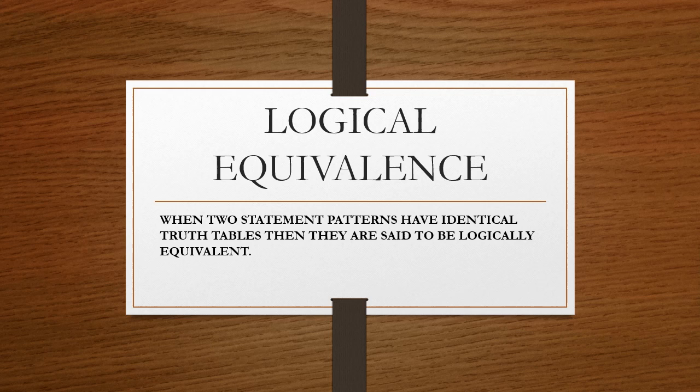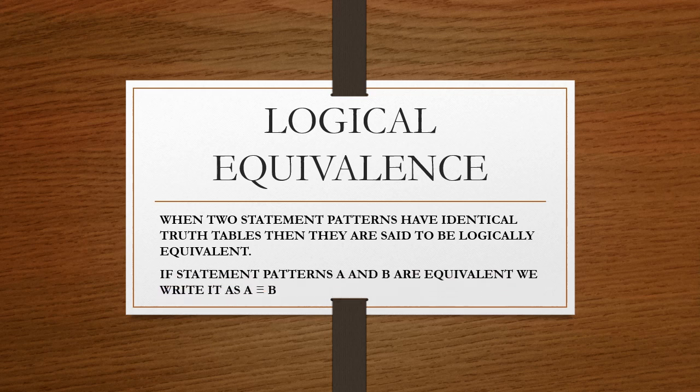Now these things you will understand more when we discuss the examples. For now, just think that if there are two statement patterns and you make the truth tables, and if the truth tables of both the patterns match, then they are logically equivalent. Now if statement patterns A and B are equivalent, we will write it as A equivalent B. This will be the symbol used for equivalence.